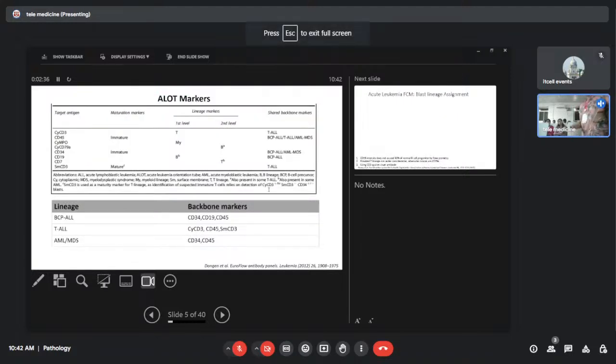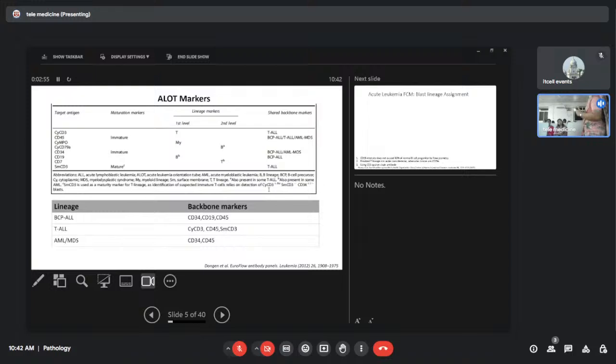So this is again from the EuroFlow panel. This is their 8-marker ALOT tube. Now you can see here that the gating marker they have used is CD45. It also helps you tell whether there are immature cells which will fall in the blast region. Then the immaturity marker here they have taken is CD34.